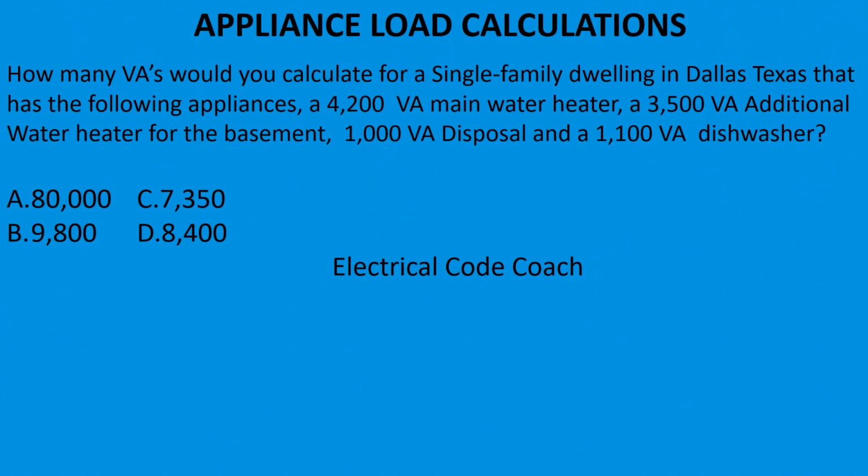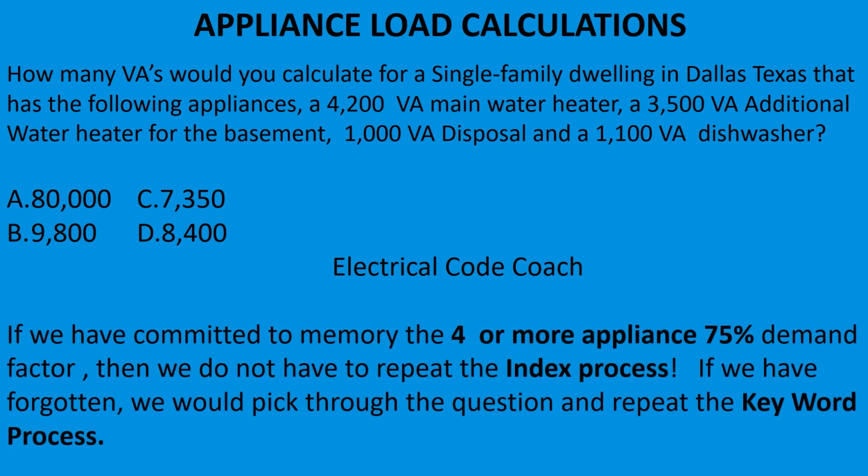Okay, let's do another one. How many VAs would you calculate for a single-family dwelling in Dallas, Texas that has the following appliances? A 4200 VA main water heater, a 3500 VA additional water heater for the basement, a 1000 VA disposal, and an 1100 VA dishwasher.